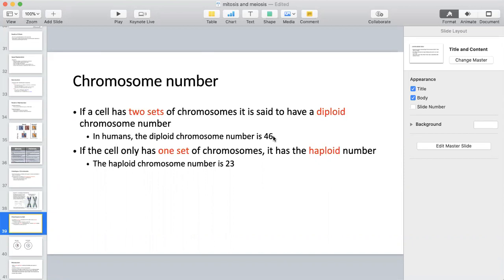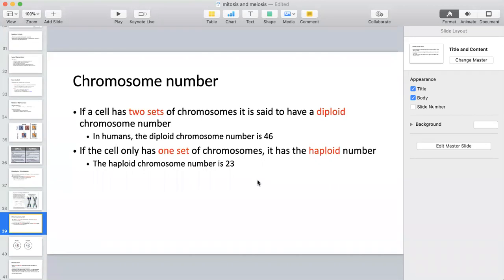If a cell only has one set of chromosomes, we say that that cell is haploid. Haploid, think half. Half the number of chromosomes. In the human, the haploid chromosome number is 23, half of 46. You should definitely understand that.